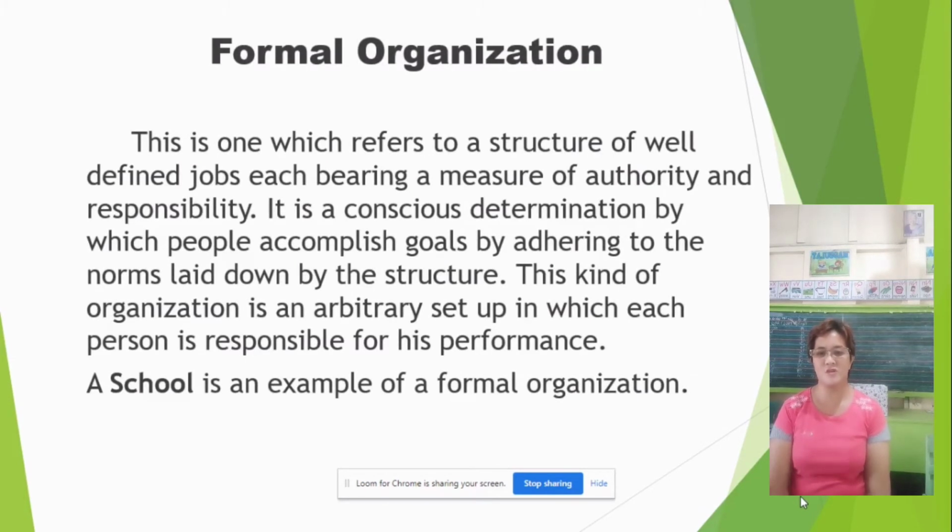Formal organization. This is one which refers to a structure of well-defined jobs, each bearing a measure of authority and responsibility. It is a conscious determination by which people accomplish goals by adhering to the norms laid down by the structure. This kind of organization is an arbitrary setup in which each person is responsible for his performance. A school is an example of a formal organization.